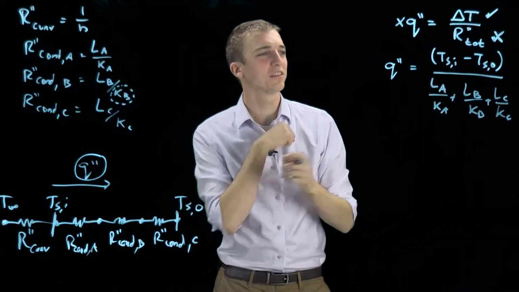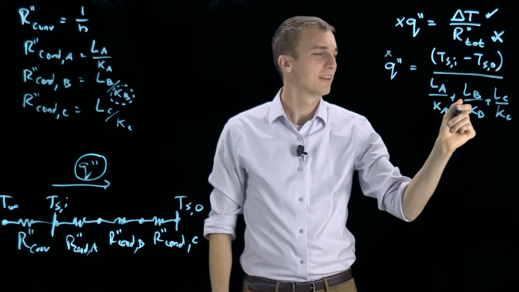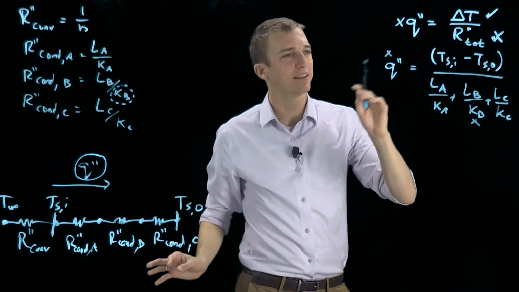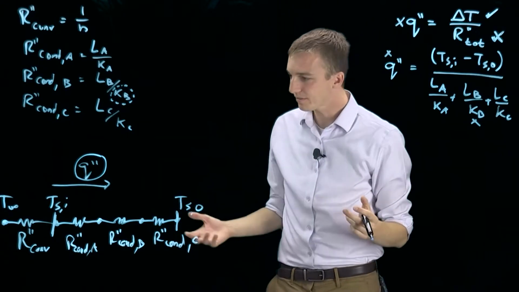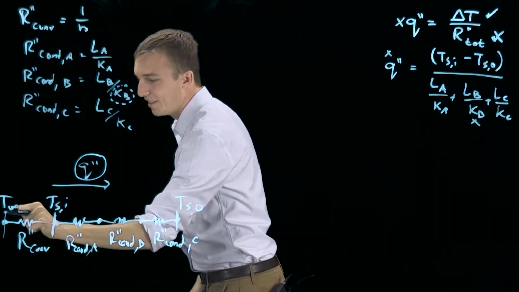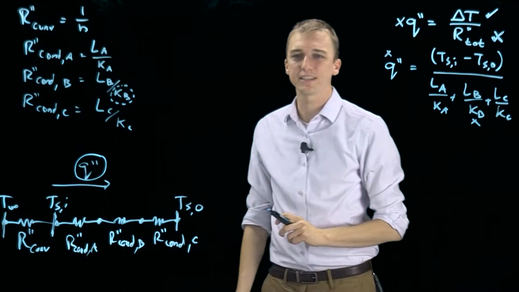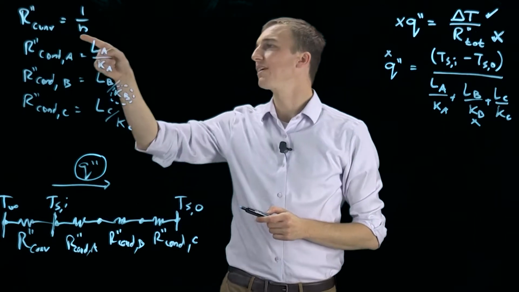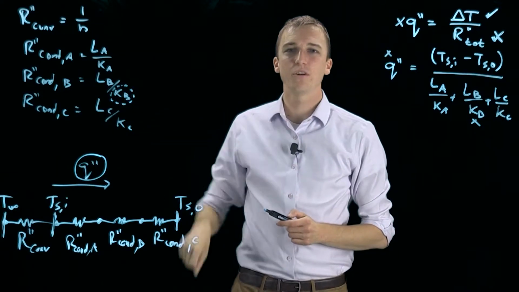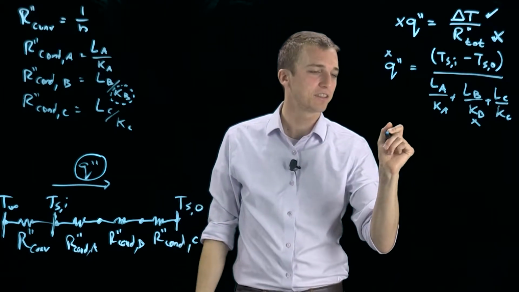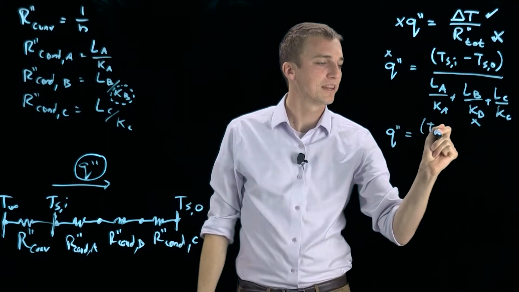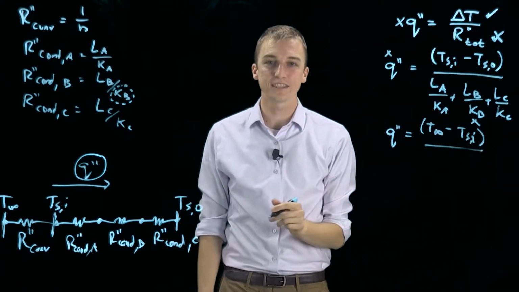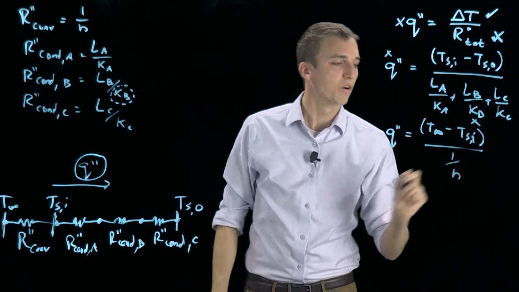Okay, so now you see we don't know Q double prime yet, and we don't know KB. So what we're going to need to do is find a different circuit that allows us to figure out what Q double prime is. Well, what could we do? We have this little circuit here between T infinity and TSI. The reason we're going to do that is we know T infinity, we know TSI, and we can find what R double prime convection is since we know what H is. So writing out that circuit, Q double prime equals T infinity minus TSI divided by our resistance, which in this case is just 1 over H.